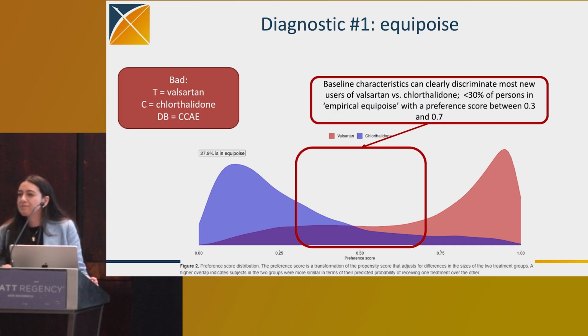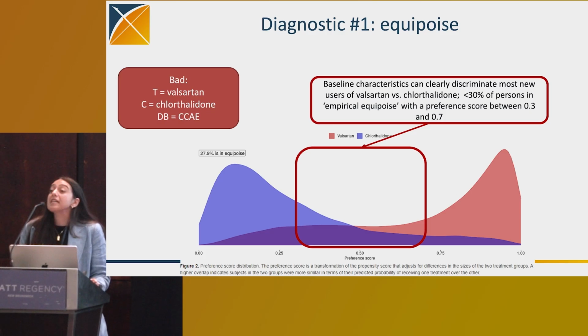Yeah, question? The preference score is the same as the propensity score? Yes, yeah, it's basically the same. It's standardized, in case the prevalence of the two groups is not equal. It's normalized for the difference in prevalence between the two groups, so that the two areas look the same size instead of one of them being tiny and one being huge. Okay, great.